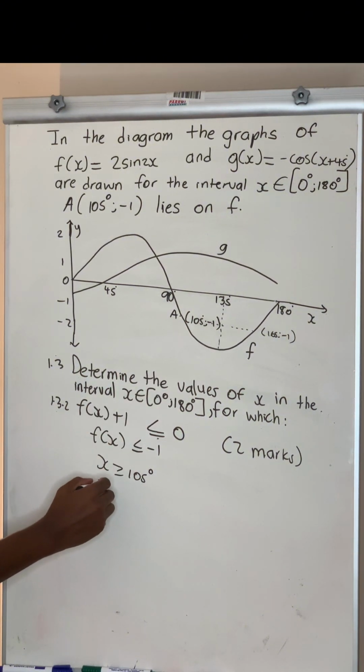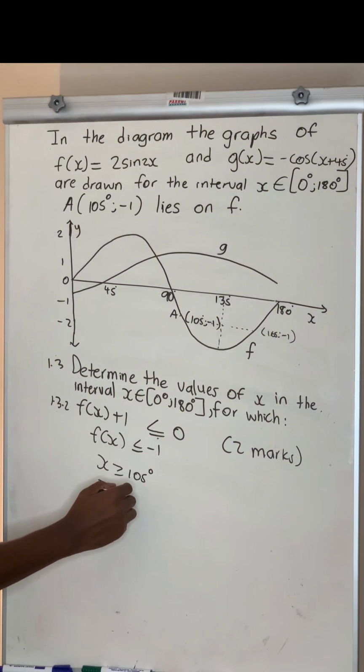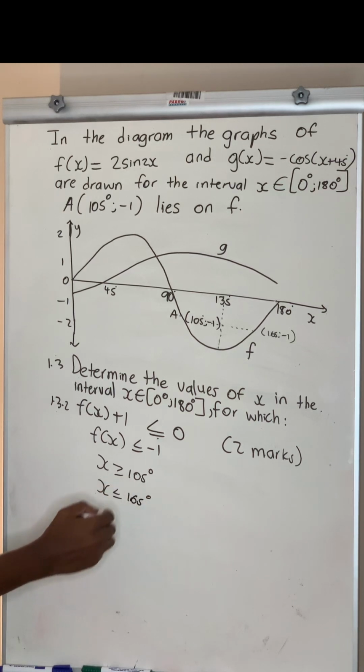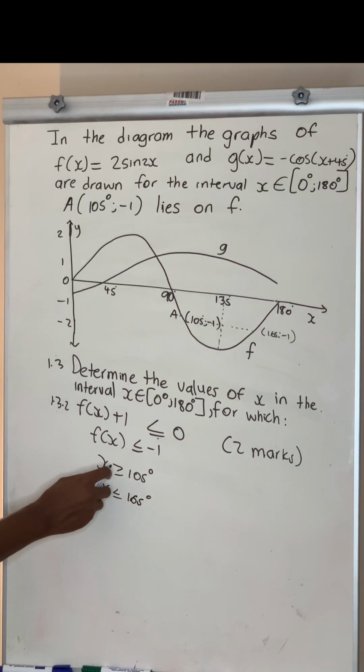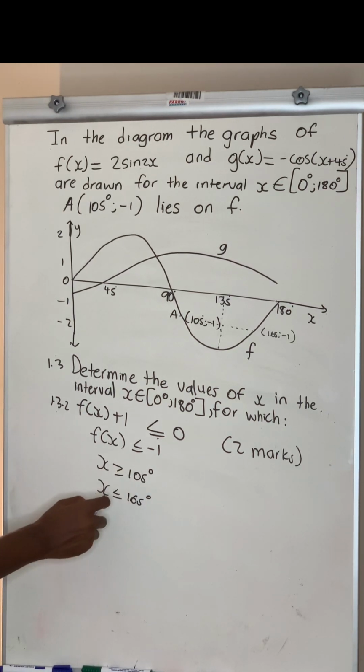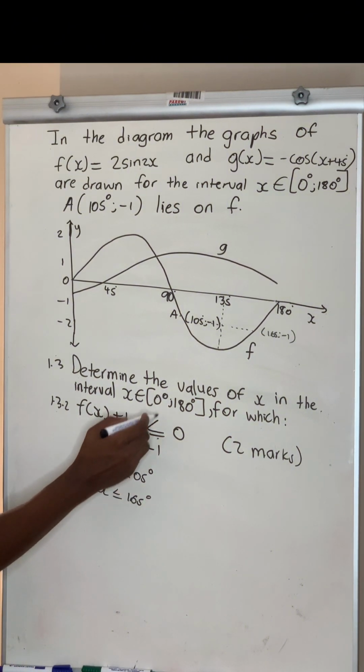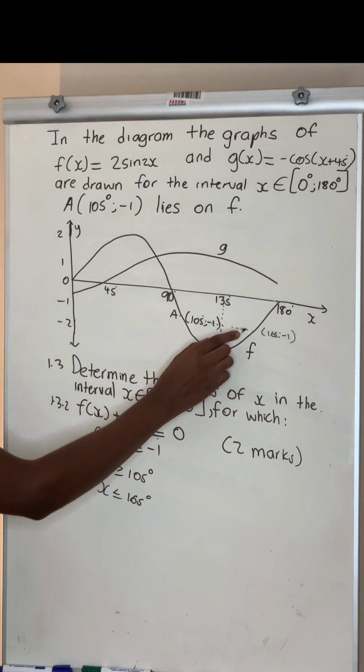Now it's x less than or equal to 165 degrees. So it's all values of x that are greater than 105 degrees but less than 165 degrees that give you an output which is below negative 1.